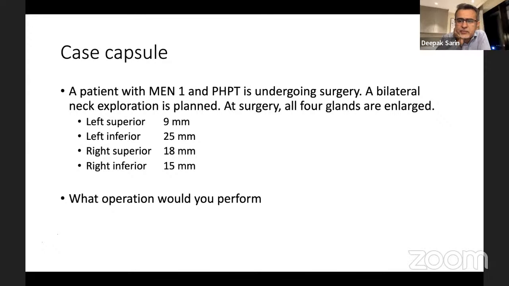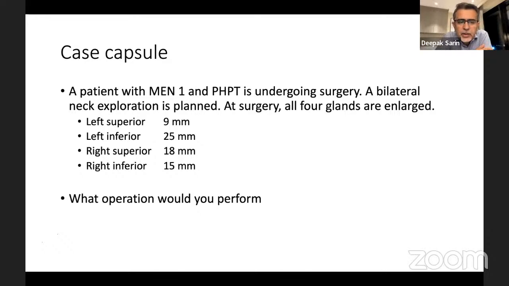Saurabh, your thoughts? So I will take out all 4, and I will reimplant the smallest one. I will not leave it behind in the neck, because the blood supply can be hampered during the operation, inadvertently, and you don't know, and you can go into permanent hypocalcemia. I will reimplant. And where would you reimplant normally? Brachioradialis. In the forearm. Yeah.